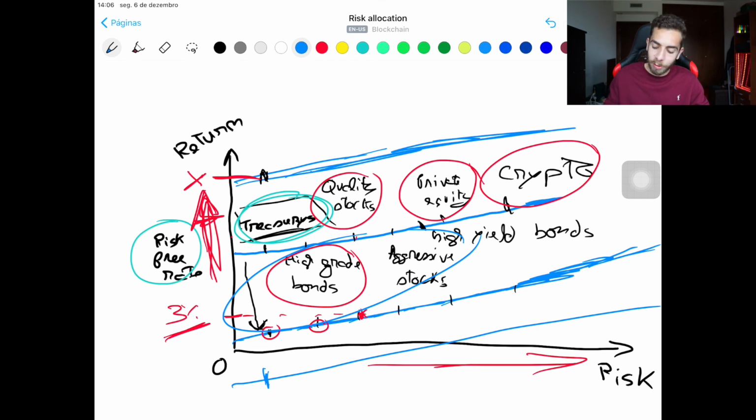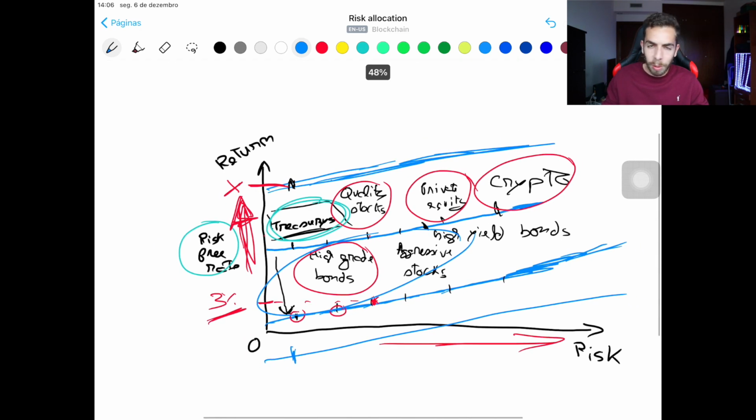I'm sorry for my handwriting. This is how I organize stuff in my head.